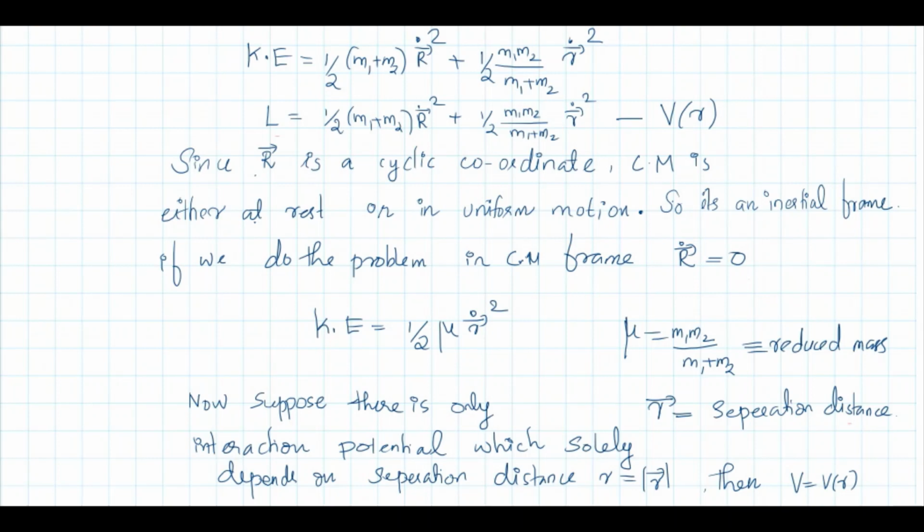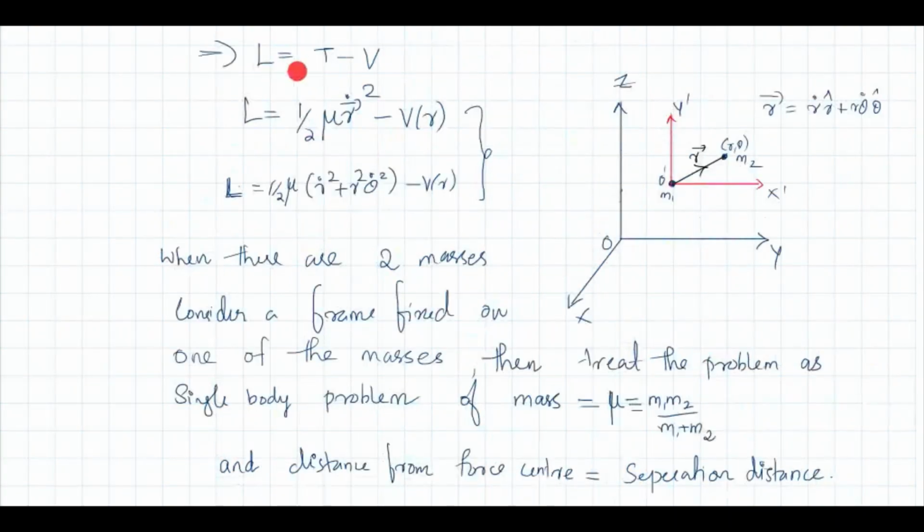Now, I already mentioned this point: there is only an interaction potential which solely depends on the separation distance. Then V is V of R. Then we can write the Lagrangian as L equal to T minus V. So L is equal to T, which is half mu R dot square, minus V of R. This R is vector R.